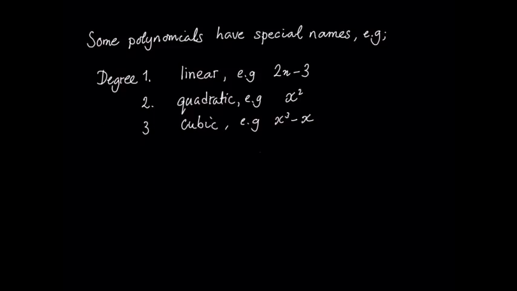Let's have a look at some special names of polynomials. If it's of degree 1, that is, it contains x to the power of 1, it's called a linear polynomial. If it has x to the power of 2, quadratic. x to the power of 3, it's cubic, and so on. There are names for 4th order, 5th order, and I'm sure you'd be able to find some of those if you were to look on the internet.